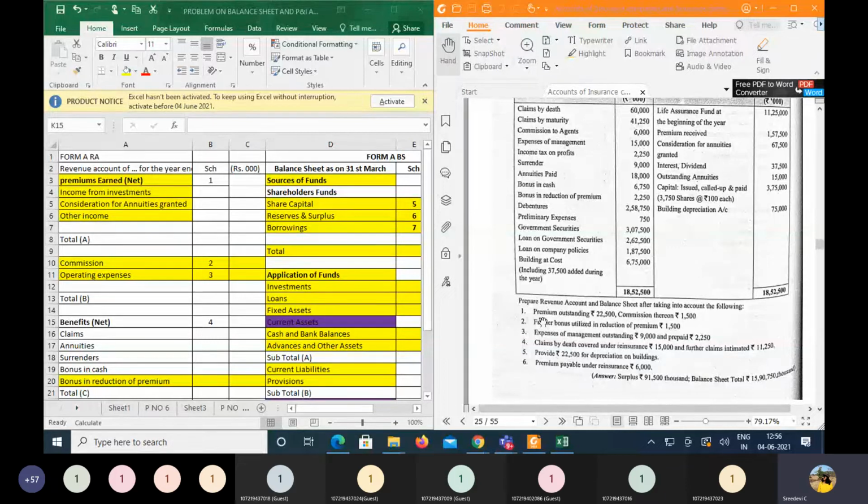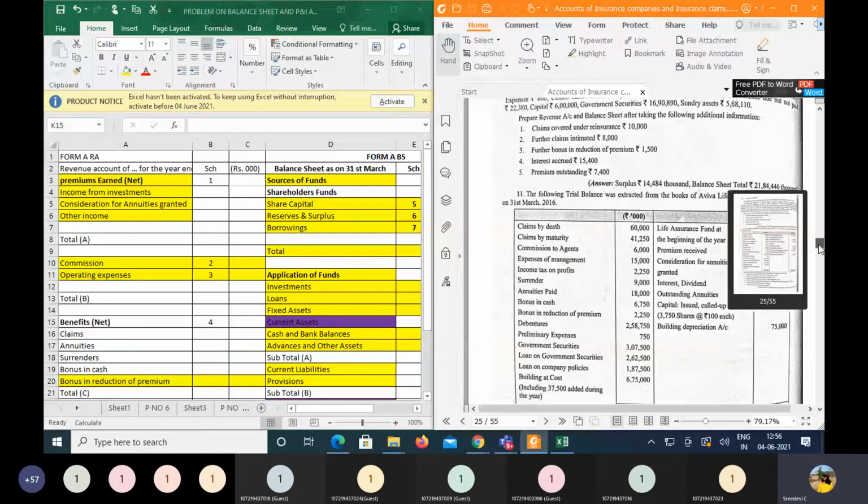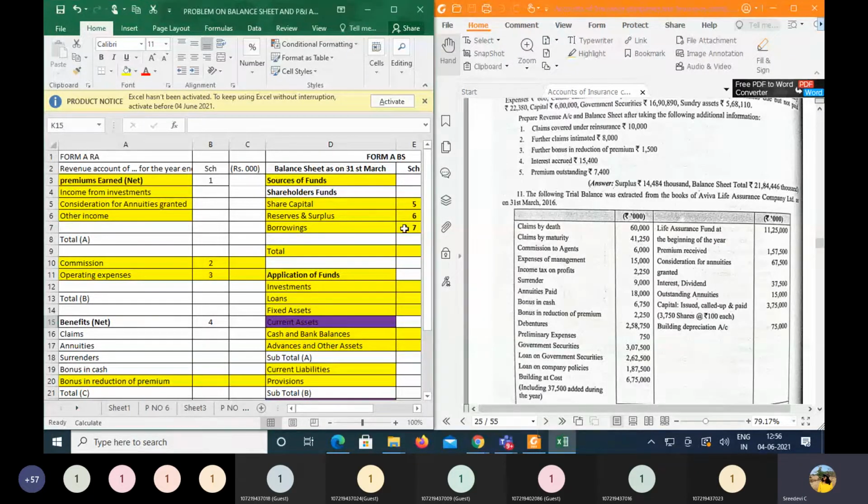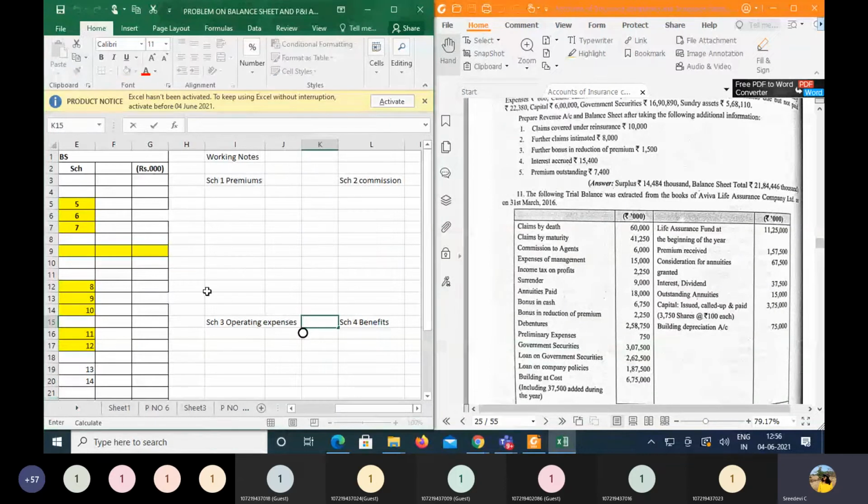So we have adjustments for premiums, commission, bonus, expenses, claims, depreciation on the buildings, followed by the premiums covered under the reinsurance. Now I'm going to the trial balance and I'm going to pick up the amounts from the trial balance. First, on the debit side we have the claims. So claims are to be shown under the benefits.